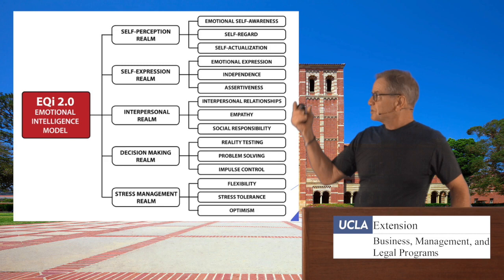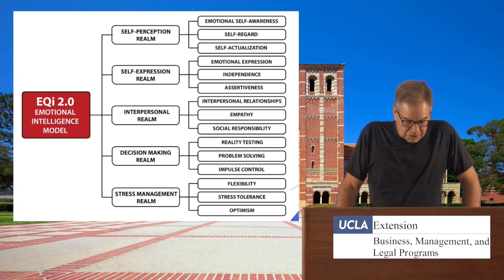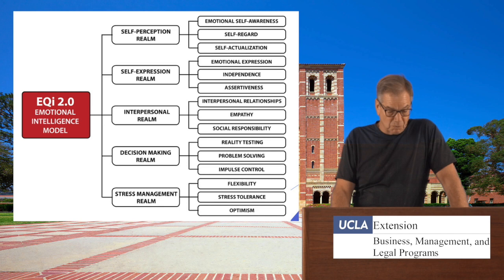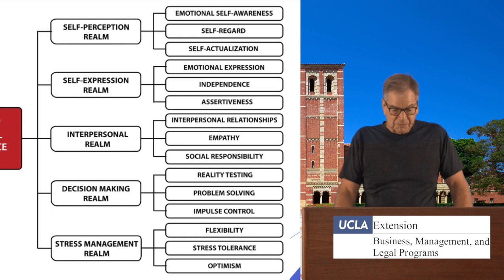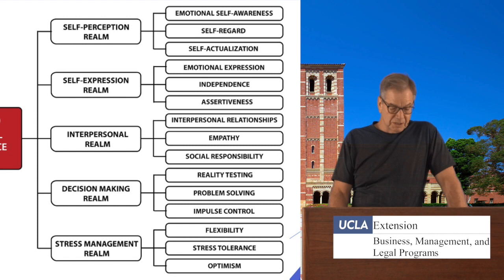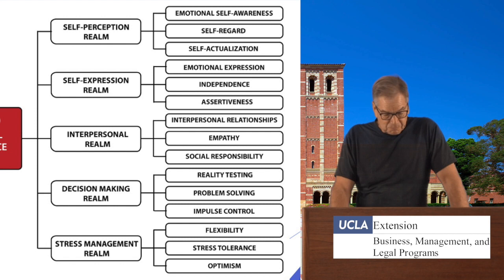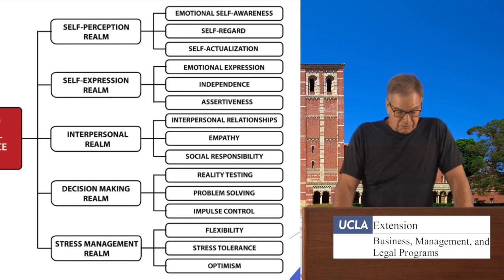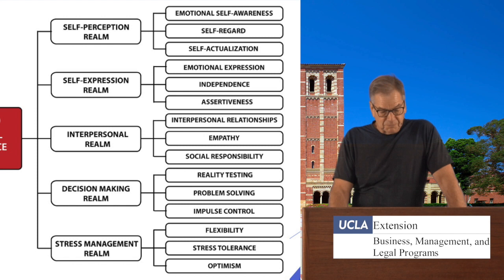So the five realms: self-perception realm, the self-expression realm, interpersonal realm, decision-making realm, and the stress management realm. The 15 scales are emotional self-awareness, self-regard, self-actualization, then emotional expression, independence, assertiveness. In terms of the interpersonal realm: interpersonal relationships, empathy, social responsibility. Then reality testing, problem solving, impulse control, and finally flexibility, stress management, and optimism.